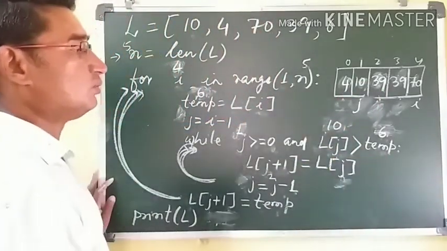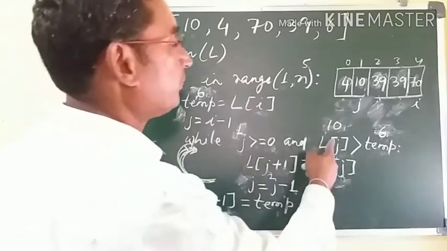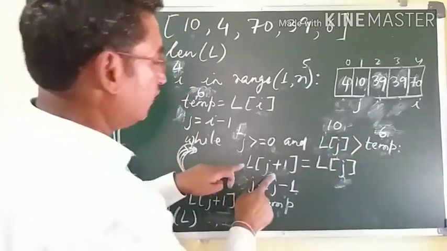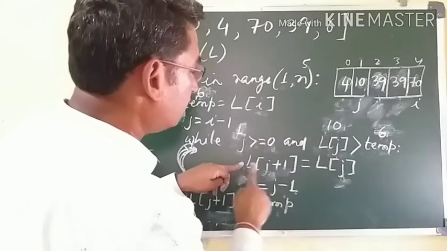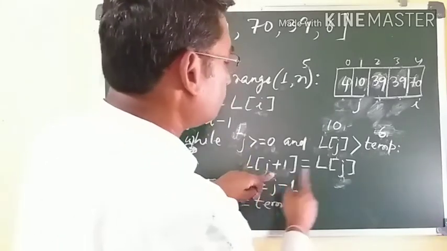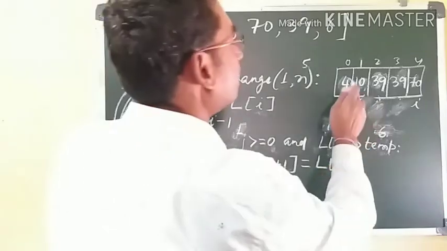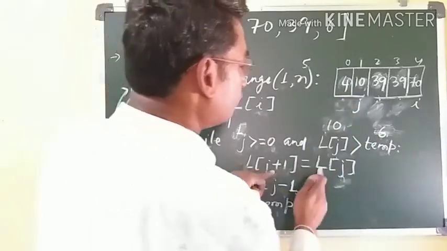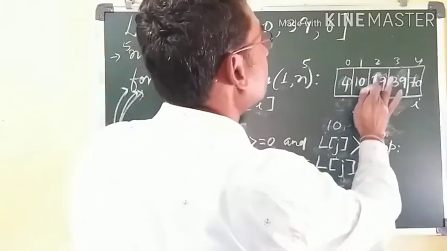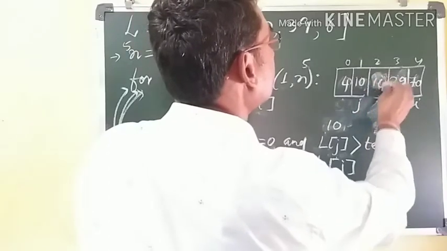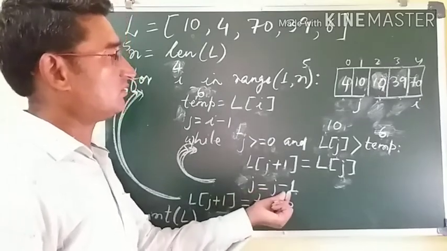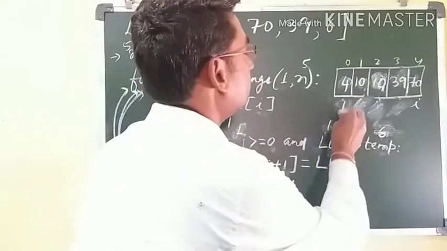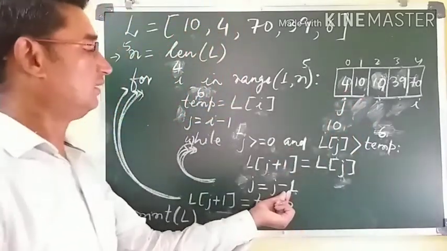This condition is true. If this condition is true, then again L of J plus 1 means the value of J is 1, 1 plus 1, L of 2. In this L of 2, L of 1 will be assigned here, means 10 will be assigned here. Now J equal to J minus 1. The value of J will become this one.